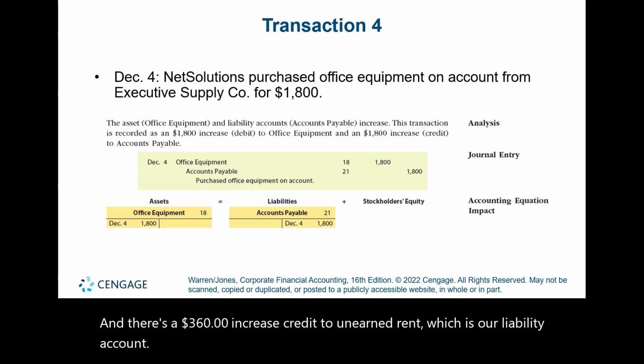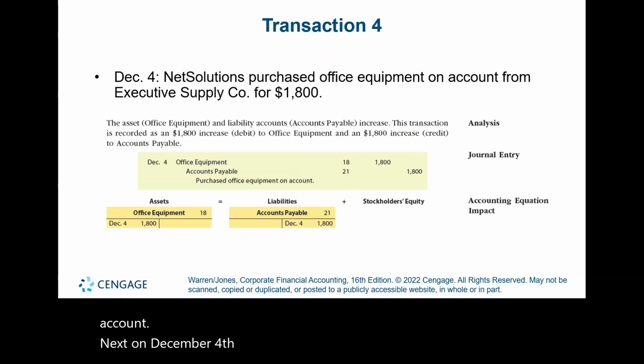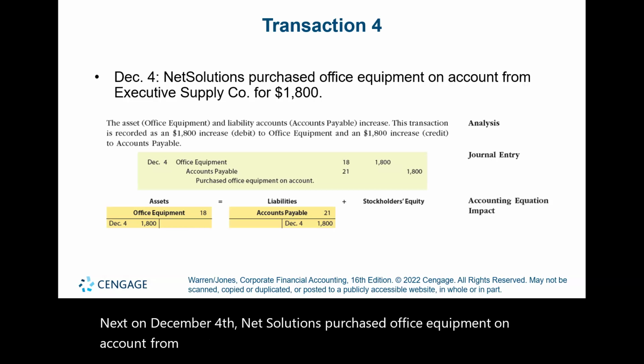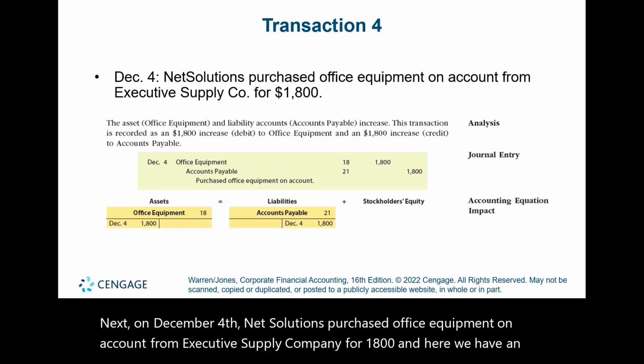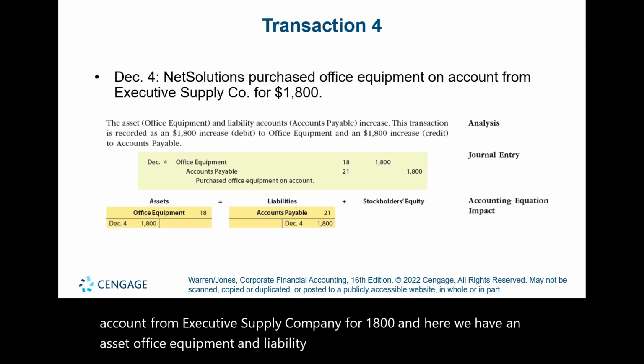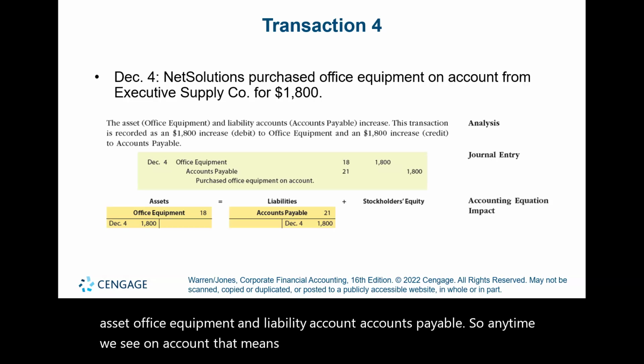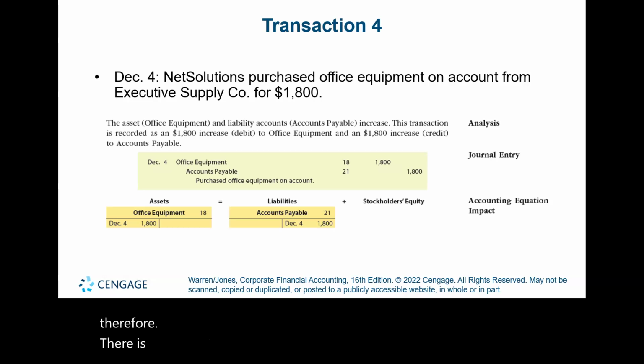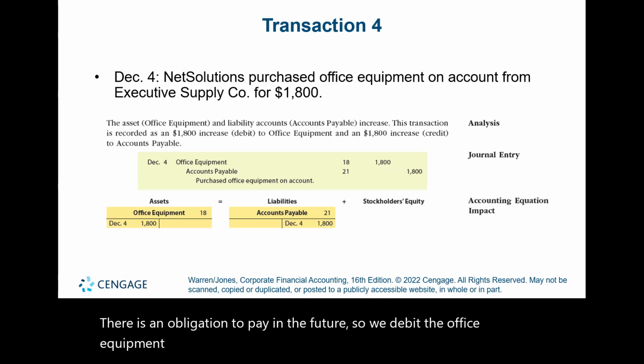Next, on December 4th, Net Solutions purchased office equipment on account from Executive Supply Company for $1,800. And here we have an asset, office equipment, and liability account, accounts payable. So anytime we see on account, that means that there was no exchange of cash. So therefore, there is an obligation to pay in the future. So we debit the office equipment, the asset account, and we credit the accounts payable liability account for the $1,800.